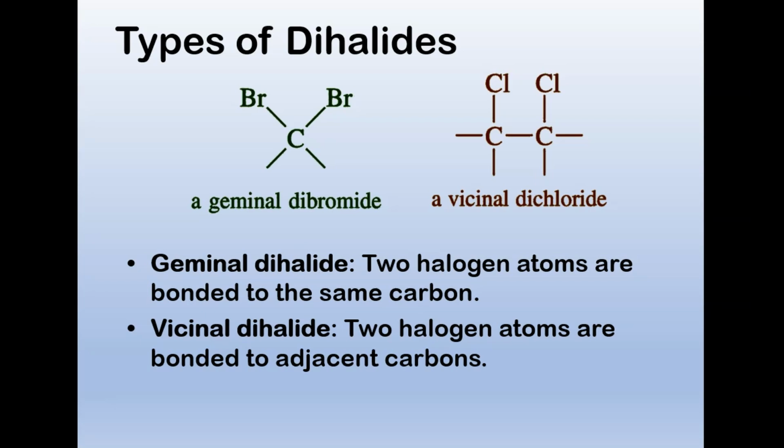A geminal dihalide, two halogen atoms are bonded to the same carbon atom. So we call this a geminal dibromide. And this is a vicinal dichloride, where the halogen atoms are on adjacent carbon atoms.